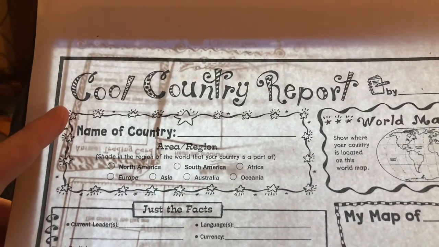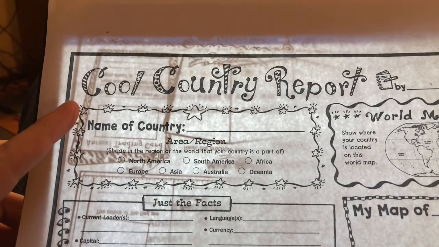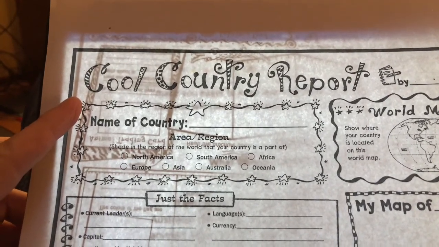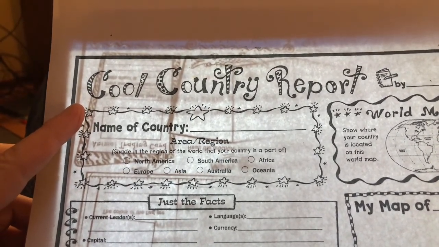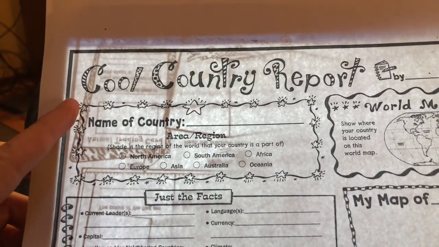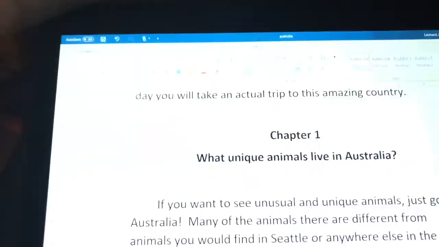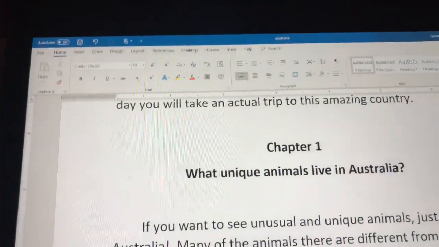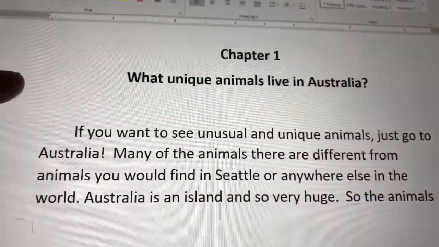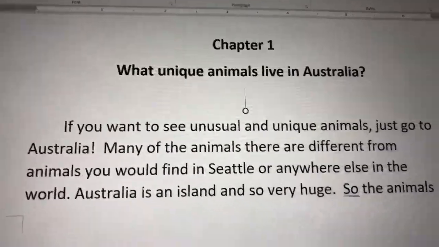So let's suppose I finished my cool country report, and I have all my notes written out for the areas that I'm interested in writing my own paragraph about, with the notes from all the resources, from all the places that I found. And so as promised, I would like to read to you my first chapter. My chapter title is "What Unique Animals Live in Australia?"